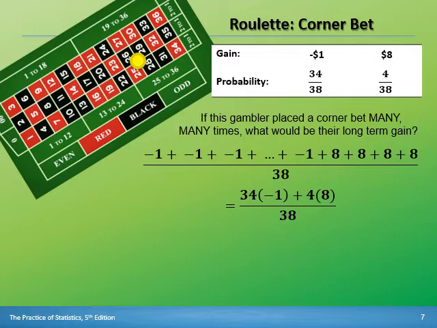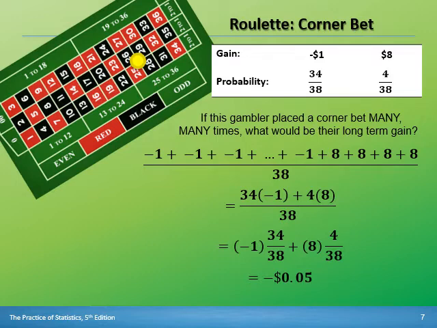But I could use a little algebra to rewrite that in another way. So this is what's going to happen long term, or what is my expected gain if I keep playing this again and again? We could use a little algebra to manipulate that last formula, and these numbers should look familiar. It's the gain: -1 times its probability, 34/38, plus the other possible outcome, 8, times its probability. So that is the expected gain.